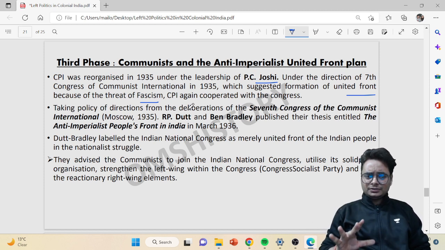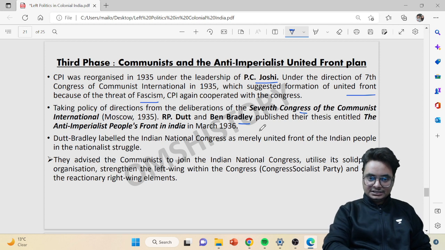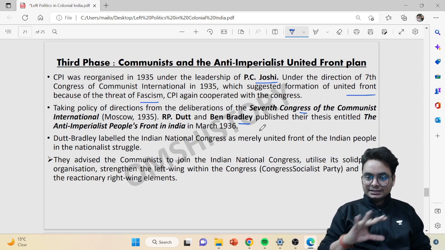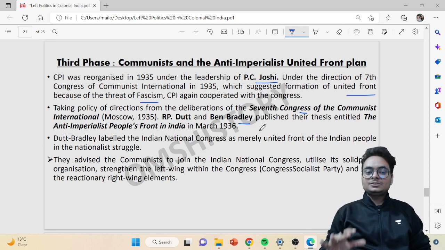Now, taking policy direction from the deliberations of the 7th Congress of Communist International, RP Dutt and Ben Bradley, these two communist leaders, RP Dutt, the communist leader from India, and Ben Bradley, the communist leader from Britain, published their thesis, which is known as the Dutt-Bradley thesis. The real name was the Anti-Imperialist People's Front in India, and it was published in March 1936.